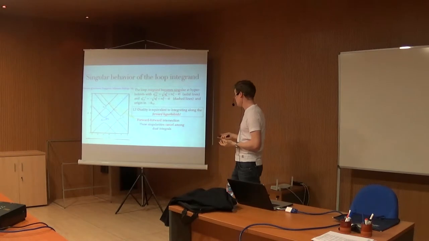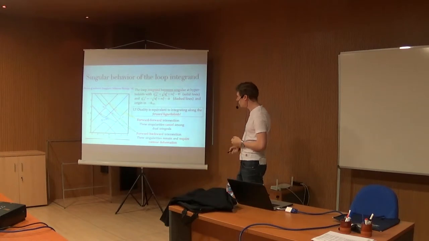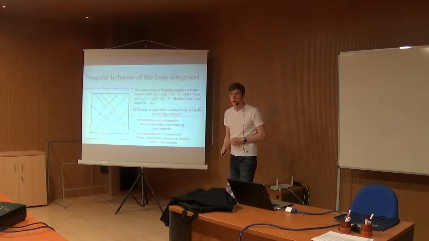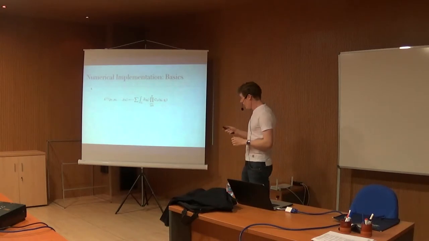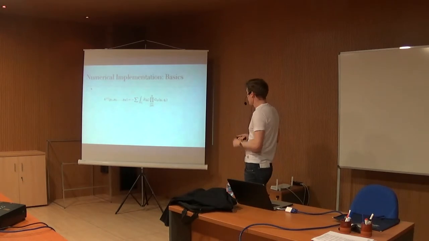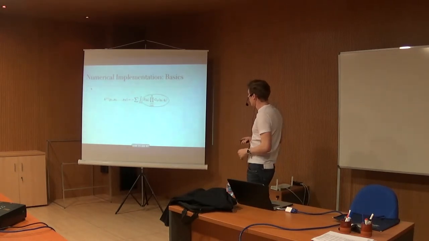But then there's a second type of singularity, and these come from the intersection of a forward with a backward hyperboloid. These do not cancel out, which means that we have to deal with them by contour deformation. But before we go there, we pick up some extra conceptual material.